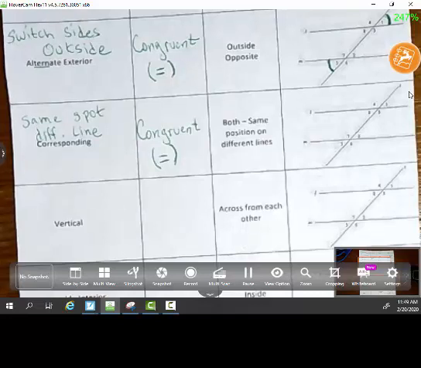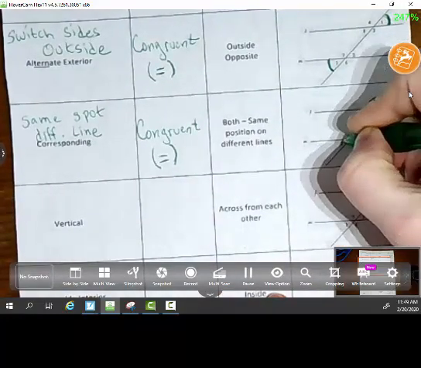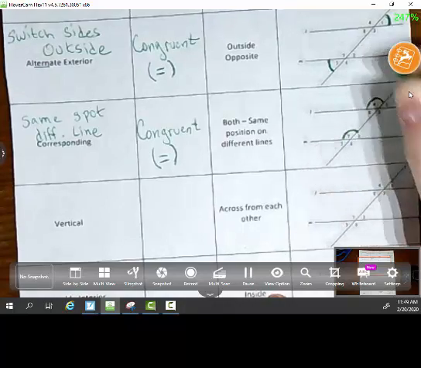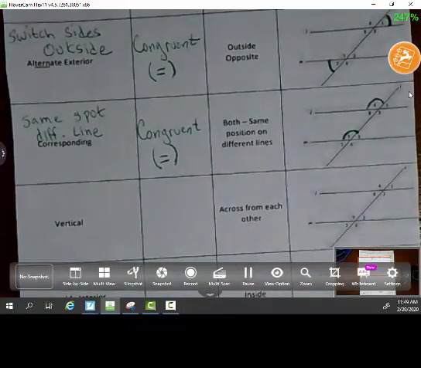Who has one pair of corresponding angles? Chase, what's one of them? 7 and 4 is correct. That's one pair. There's 4 different ones. What's another one? 1 and 2. Those are also corresponding. Who's got another one? 3 and 6 is another one. And what's the last one? 8 and 5. 6 and 1 are not corresponding. 6 and 3, 1 and 2, but not 6 and 1.